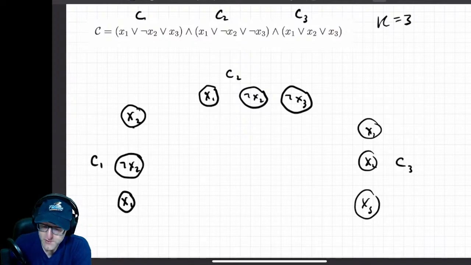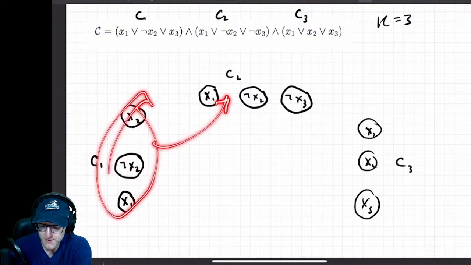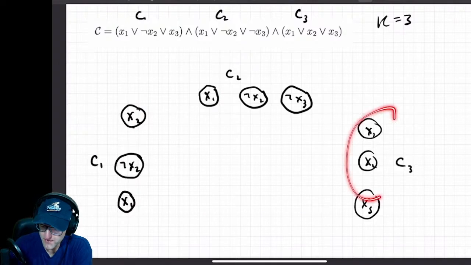Now the second part is where we draw edges. We're going to be drawing edges if they're in different clauses. So in other words, I'm not going to be connecting anything within a clause. I'm only going to connect from this clause to that clause, this clause to that clause, and maybe this clause to that clause. But I'm not going to connect anything within those clauses.